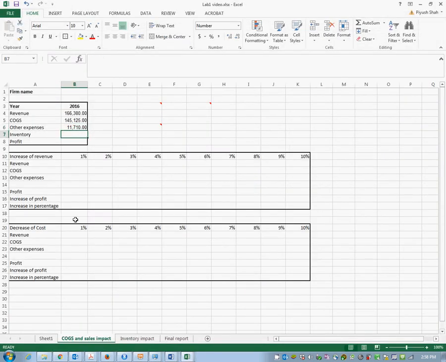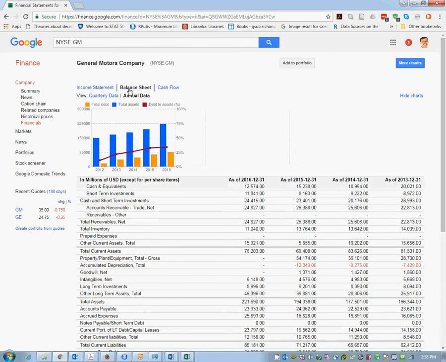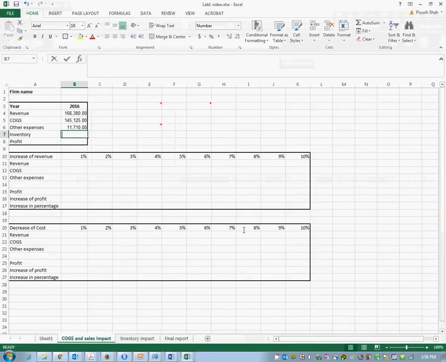11,710. The inventory would be in the balance sheet. And if you look, there's a total inventory column here. We'll pick it up, 11,040, from here. And the profit is nothing but revenue minus COGS minus the other expense.